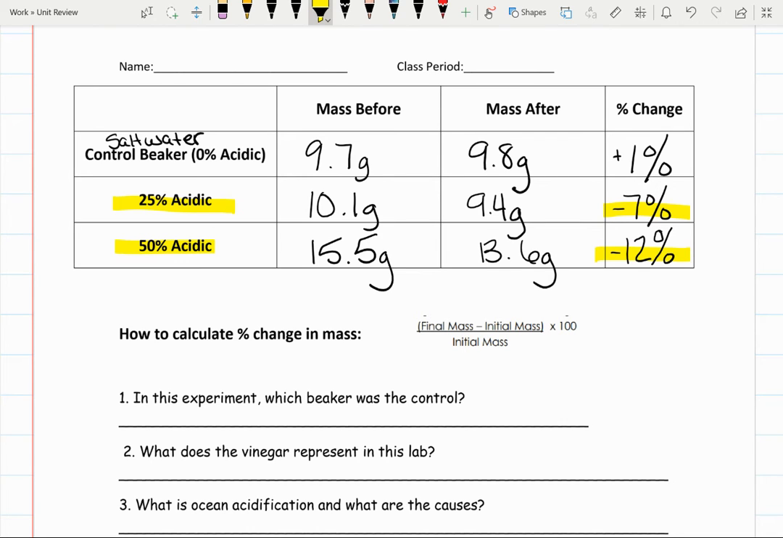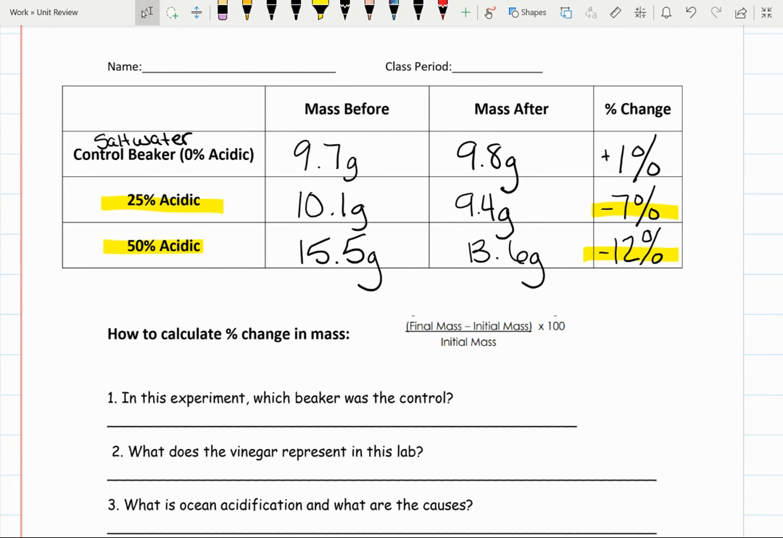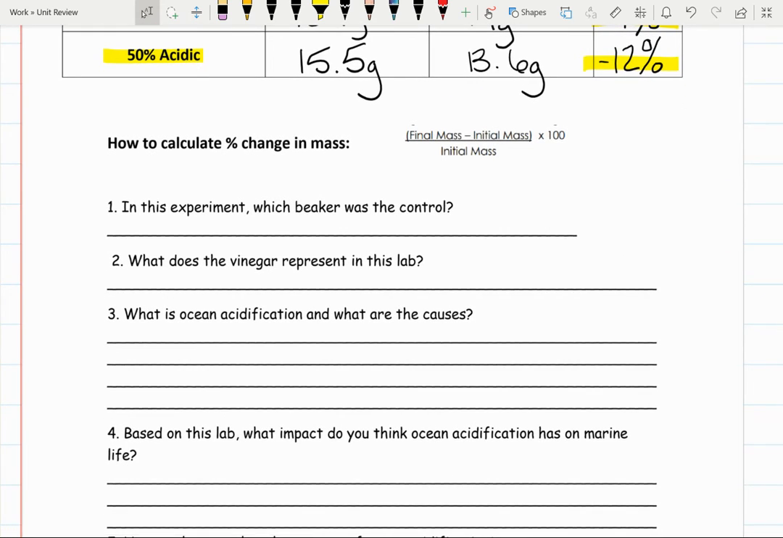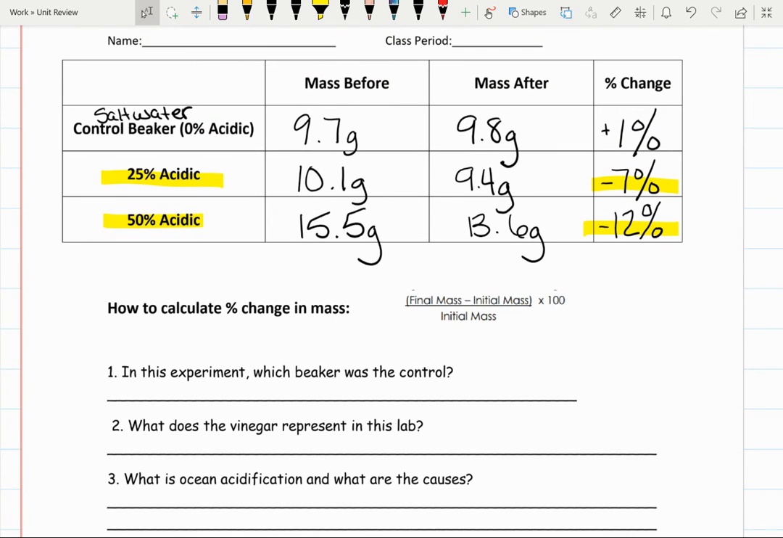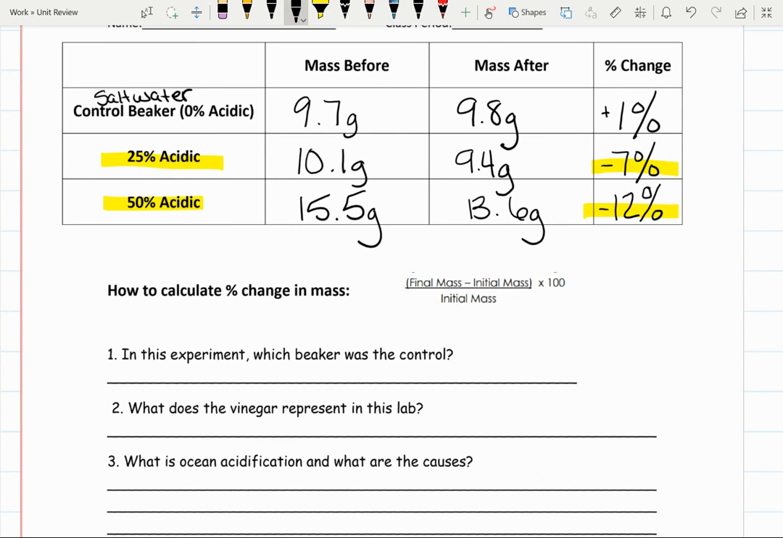And when we are talking about losing its mass, some of them were actually forming little tiny holes in the shell, or little pieces were breaking off. And so we could see how the acid was affecting the seashells. So in this beaker, or in this assignment, the beaker that was the control was just the plain salt water. It was plain salt water with no acid added.